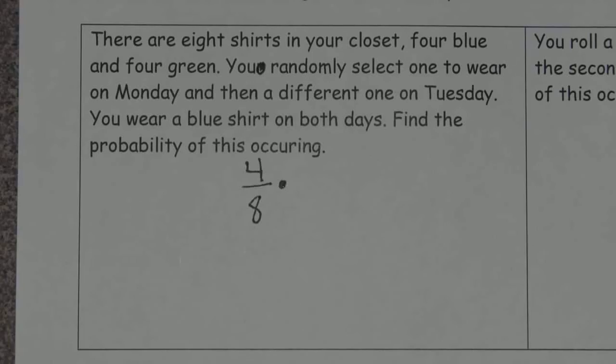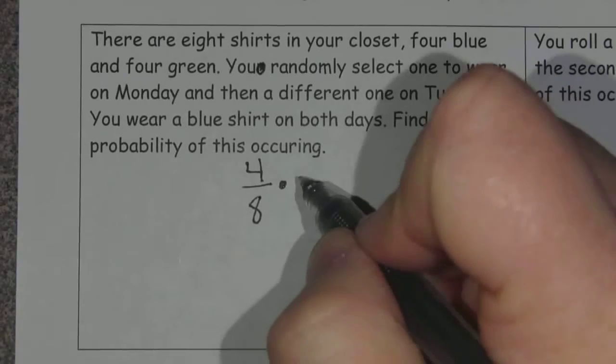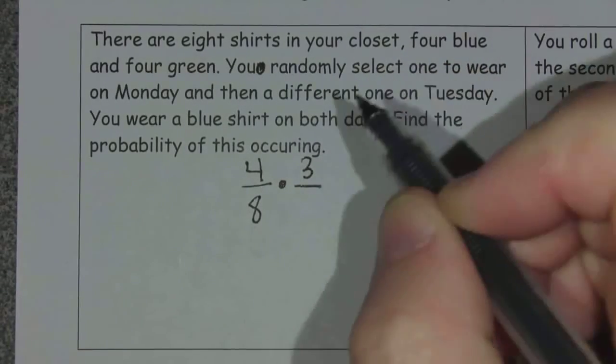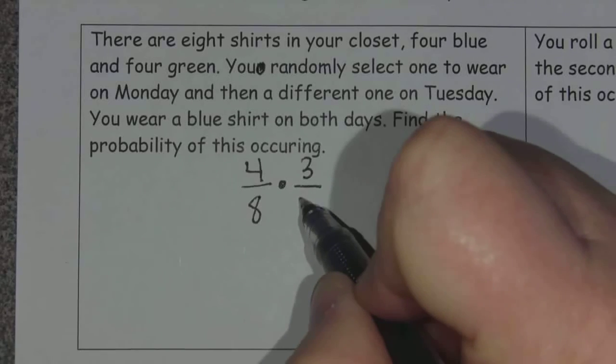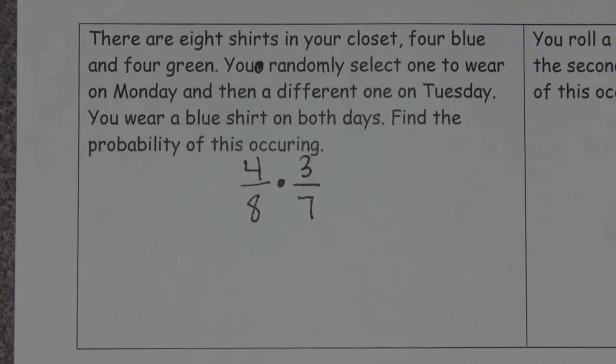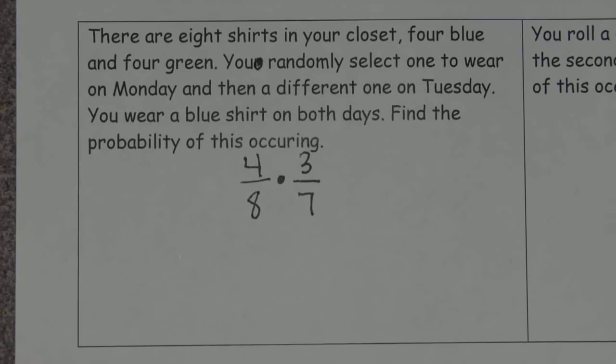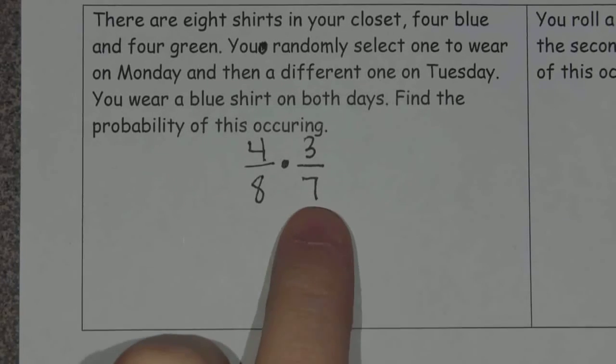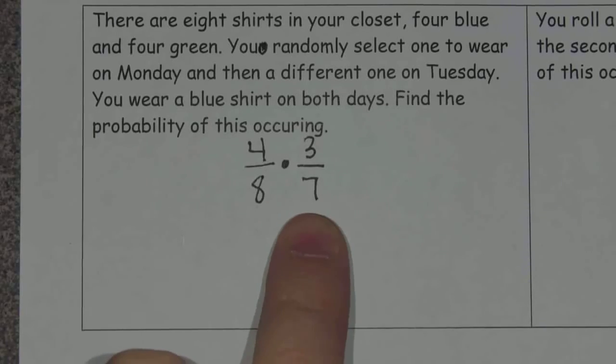How many blue shirts are there to choose from? 3 out of how many? Nope. 7. How come 7? You already wore one. You don't have 8 left to choose from, right? I know some of us wear stuff out of the hamper probably, and that is going to ruin your probabilities, you guys. After we wore it, we don't have a chance to wear it again.